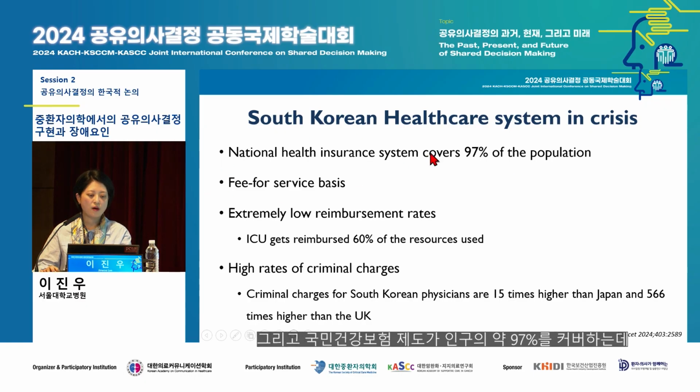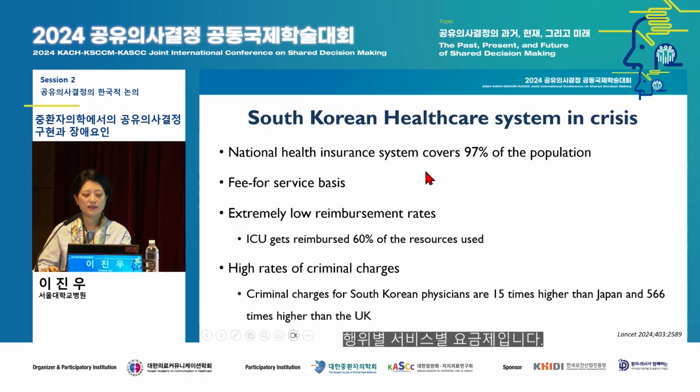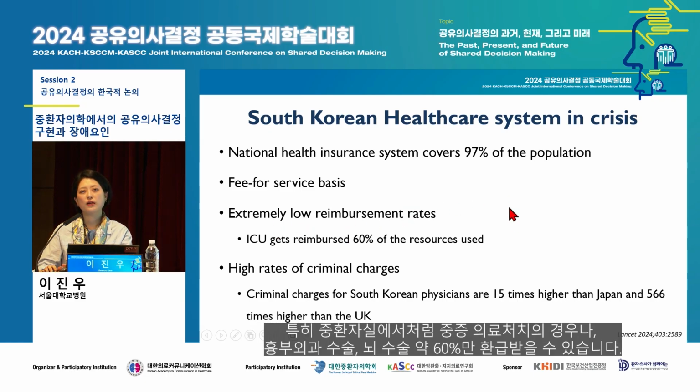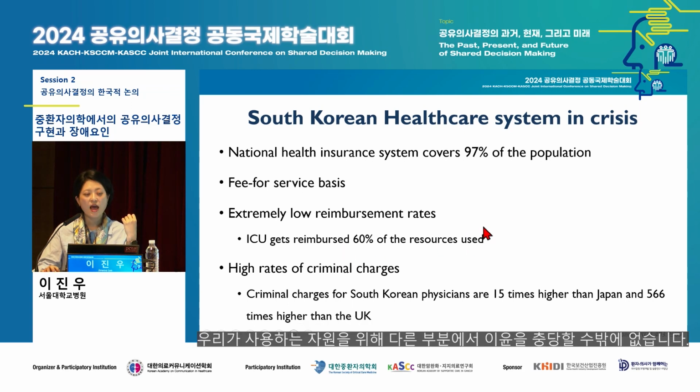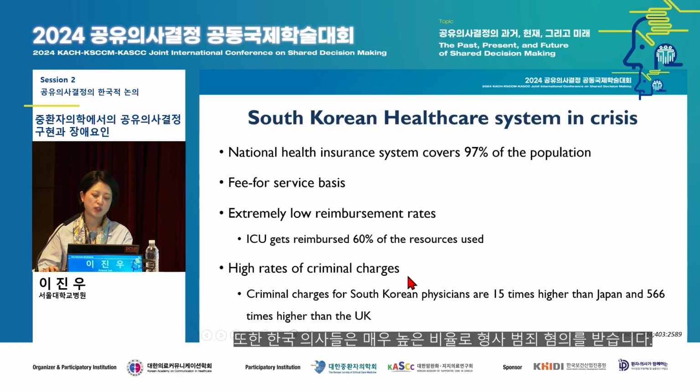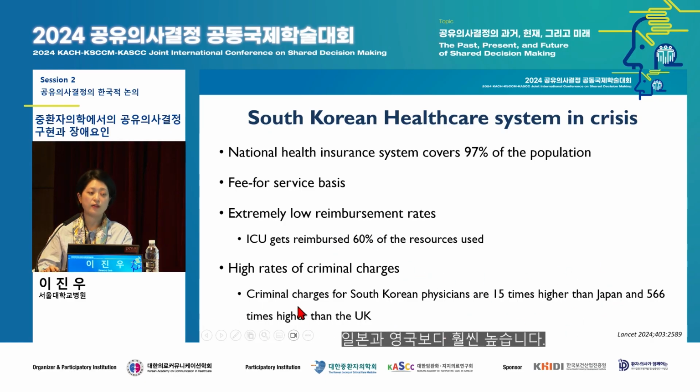The national health insurance system covers about 97% of the population. It is a fee-for-service basis, and the reimbursement rates are strictly controlled by the government, but we get extremely low reimbursement rates, especially for critical procedures and critical care like ICUs, thoracic surgery, brain surgery. If we think about the ICU, we probably get only 60% reimbursed for the resources that we use, and we cover it up from other parts of the medical system. And also, we have a very high rate of criminal charges. It's much higher than Japan and the UK.